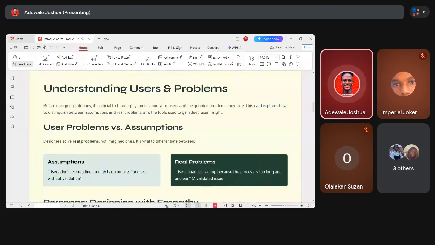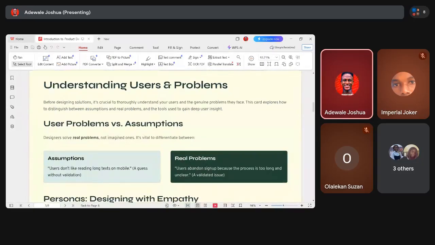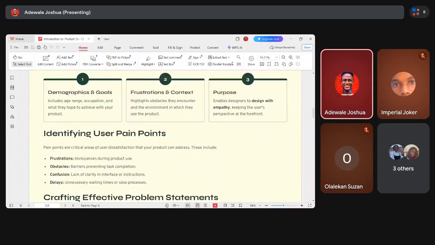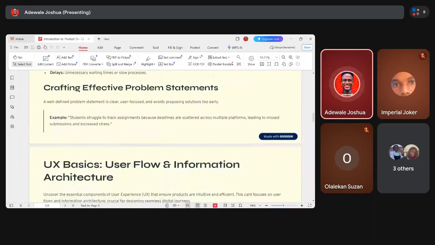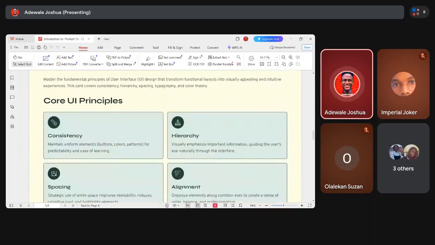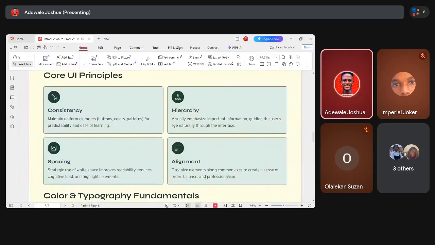So there is a part where you understand user problems, and there is a part where you don't build from assumptions. You build from real research, understanding what people want. Then understanding the demographic goals, the frustration and context, the purpose, and the mapping user flow, and also some of the basic principles that you could learn.